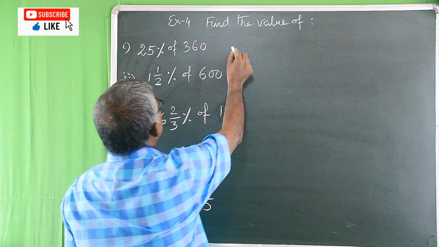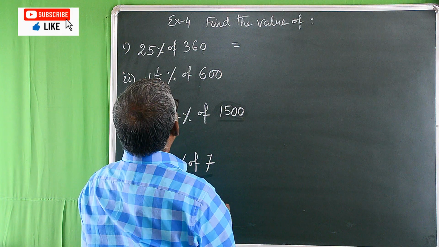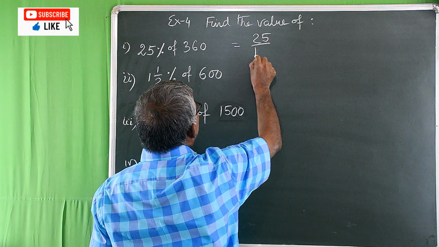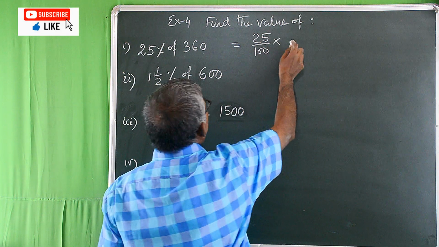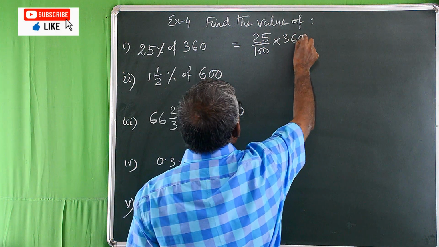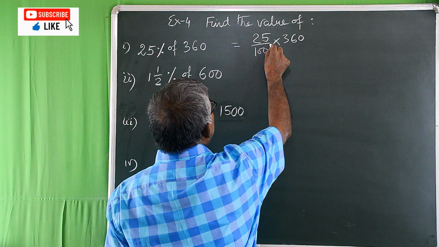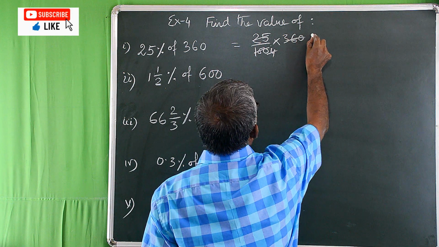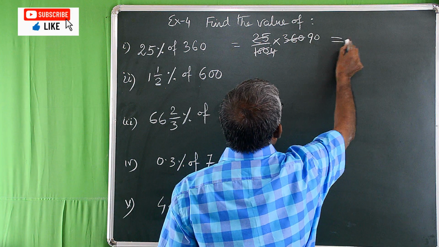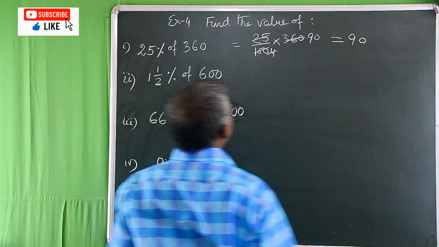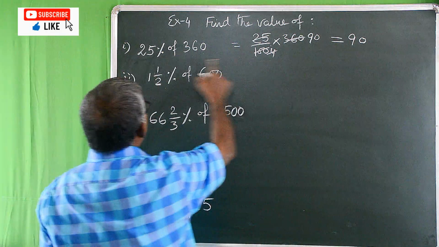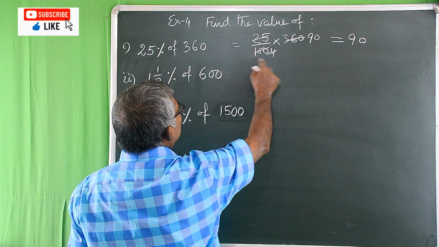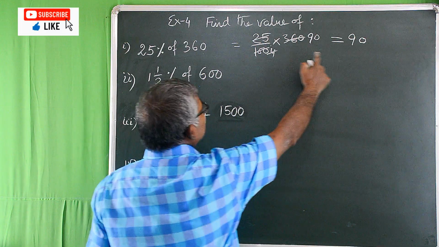Here, 25% of 360 can be written as 25 by 100 into 360, that is, here it is 4 and it is 90, so it is 90. Students, 25% of 360, so it is 25 by 100 into 360, that is 90.